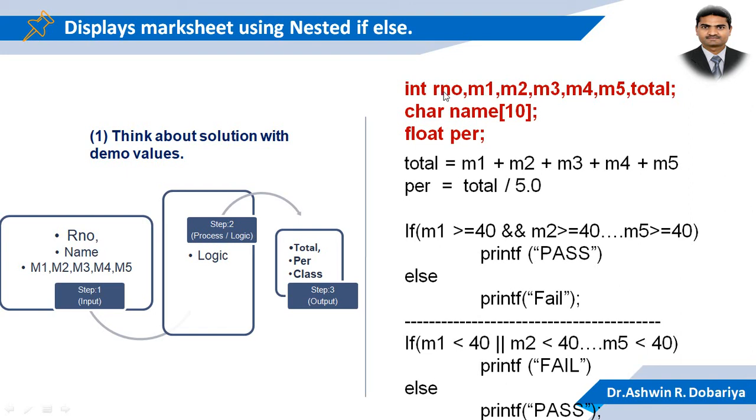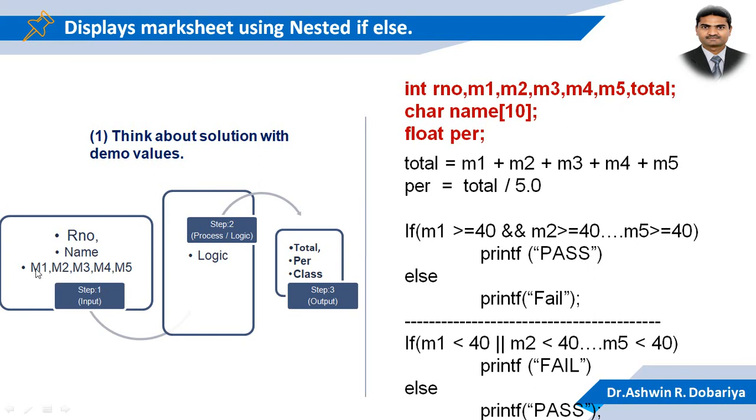The roll number, all marks and total are definitely numbers, that's why they are declared as integers. The name is a character array, so char with array name name and size 10, which means we can store a name of maximum 10 characters in this variable. And percentage is always a floating value, so percentage is declared as a float.